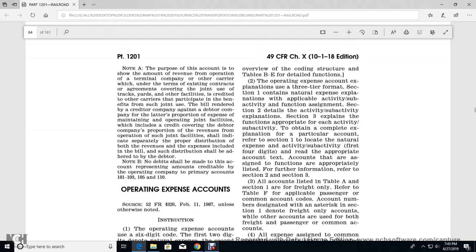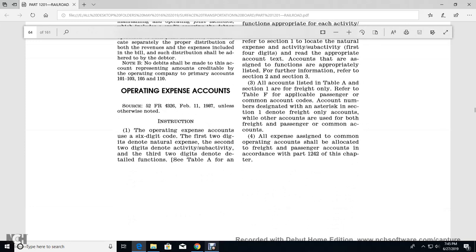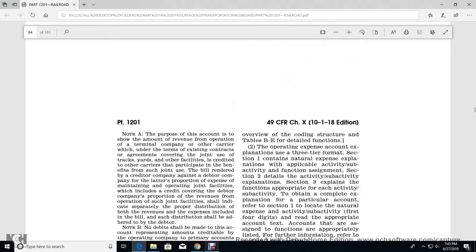Note A. Operating expenses accounts. Instruction: operating expense account with a 6-digit code. The first 2 digits denote the natural expenses, the second digit denotes activity, sub-activity, and the third 2 digits denote the detailed functions. See Table A for overview of the code instruction. B and E, the detailed function operating expense accounting explanation, 3-tier format. Section 1 contains the natural expense explanation, applicable activity, sub-activity function agreement. Section 2, detailed activity, sub-activity explanation. Section 3 explains functions appropriate to each of the activity, sub-activity. To obtain complete explanation of a particular account, refer to section 1 located with the natural expenses, activity, sub-activity, first 4 digits.